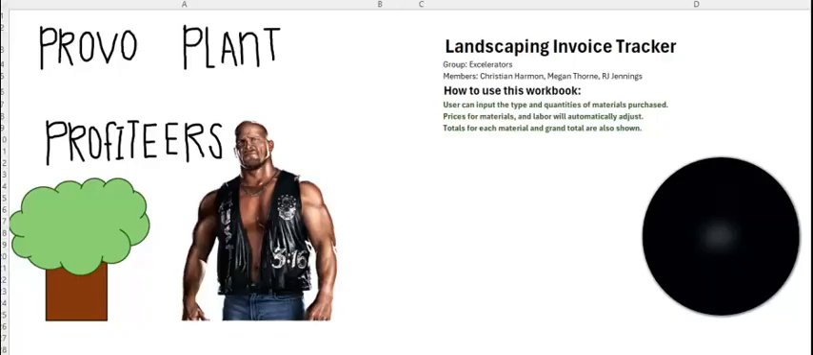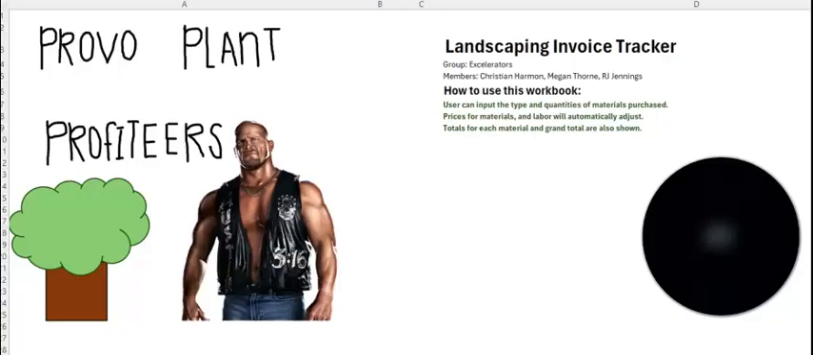Okay, so how to use this workbook. The user can input the type and quantities of materials purchased, and everything will automatically adjust. That includes the prices of materials and labor. And then the totals for each material and grand total are also shown.